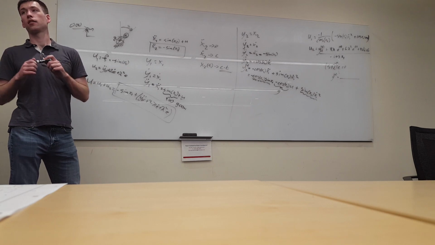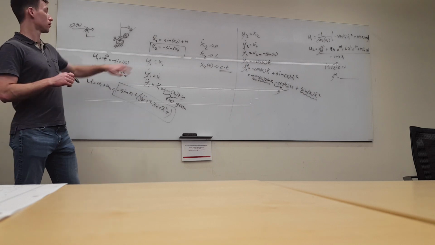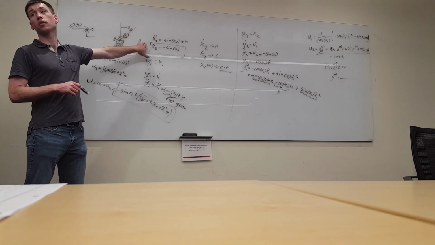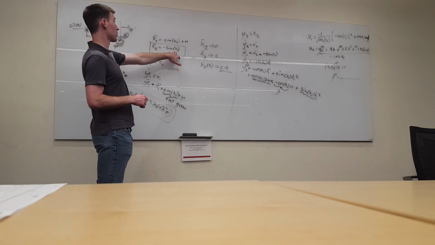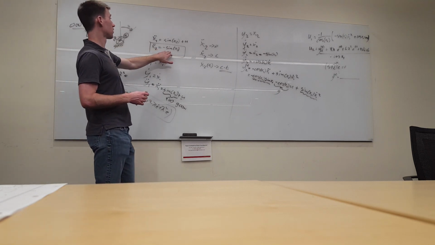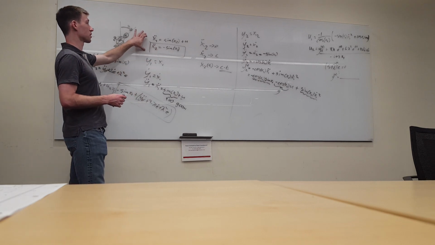I would say that system is second order. Why is it fourth? Two second derivatives. Two second derivatives, that's just it, okay. Yeah, so x2 is the second derivative of x1. So this overall system is fourth order.